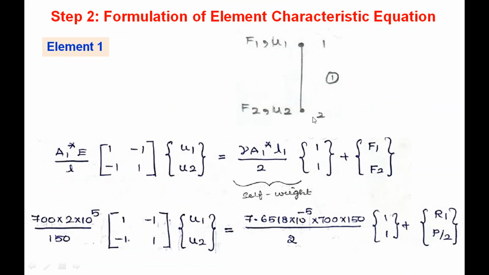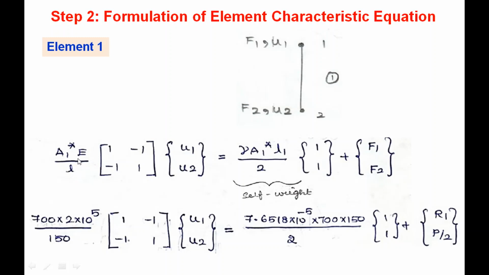First we have to formulate the element characteristic equation for the two elements. We'll consider element 1. So this is element 1, node 2. The degrees of freedom are shown here, U1, U2. And when you write this characteristic equation, the area of cross section is A1 star multiplied by E L. Here the material property is the same.